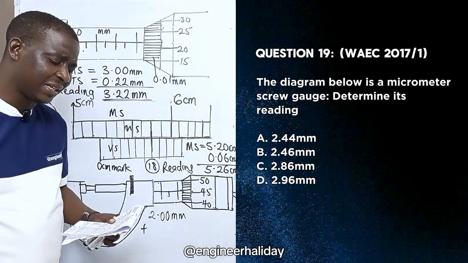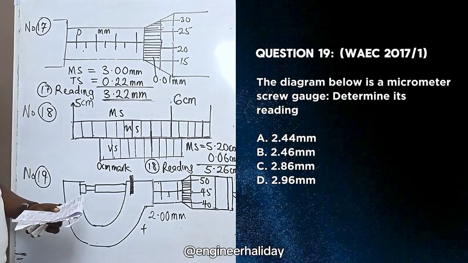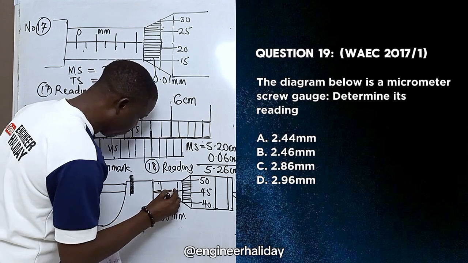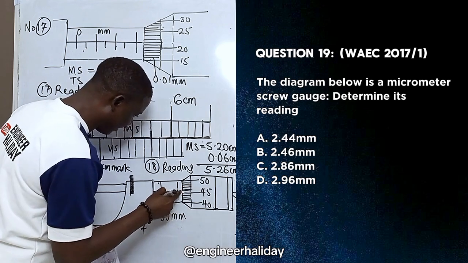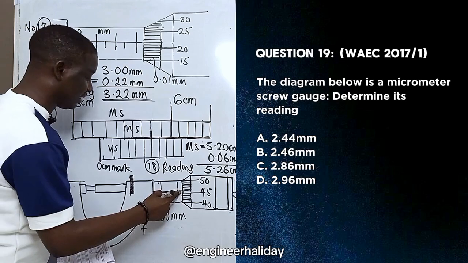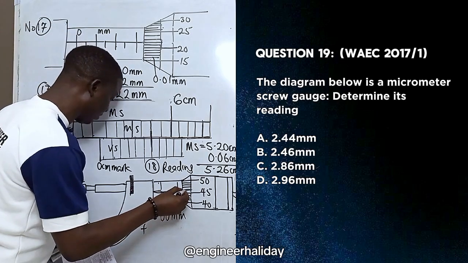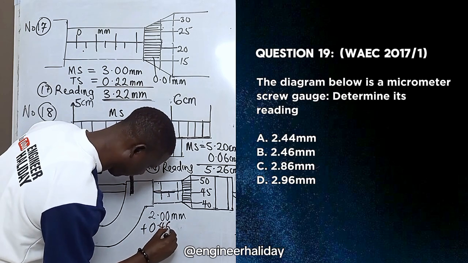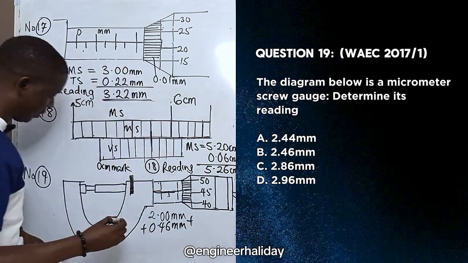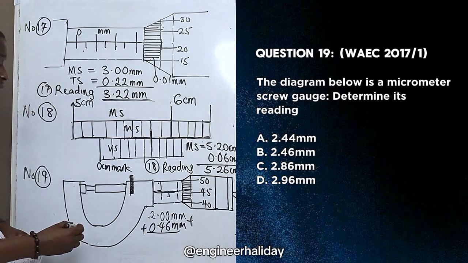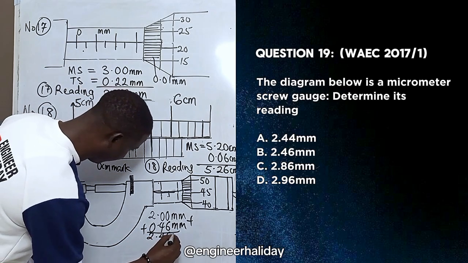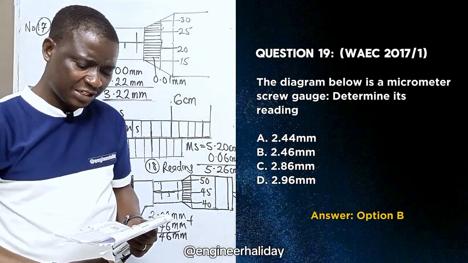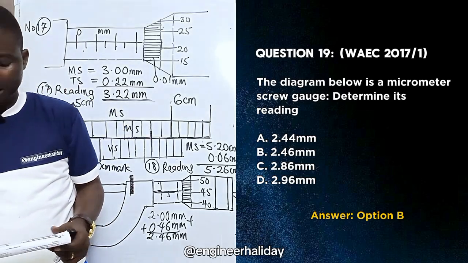After taking the first scale of the micrometer screw gauge, we look at the second one, which is the point where this line of the micrometer screw gauge intersects with this line, and that should be at 46. Each of them is 0.01, so it will be 0.46 millimeter. If you add the two together, that gives 2.46 mm, which is our final answer. Option B is the correct answer.